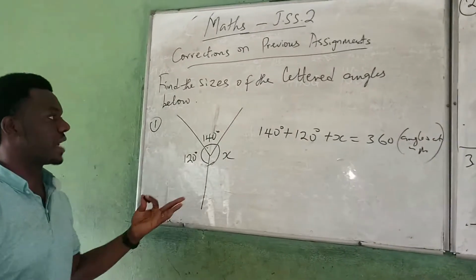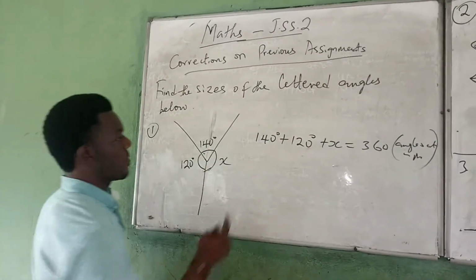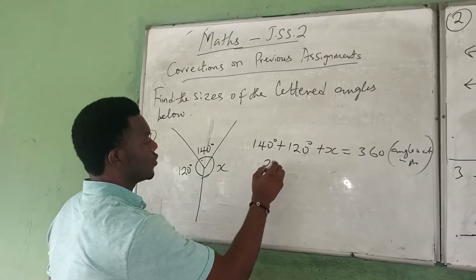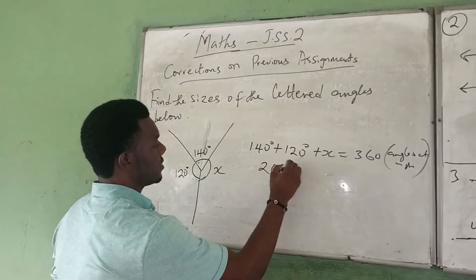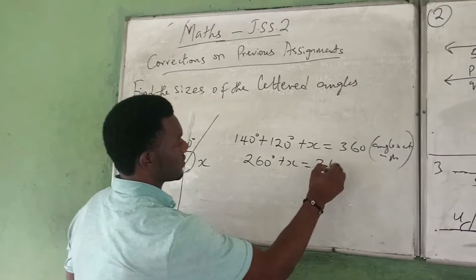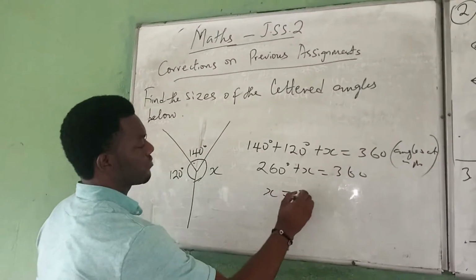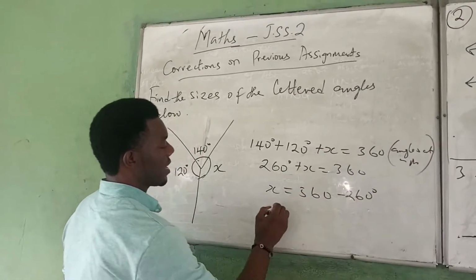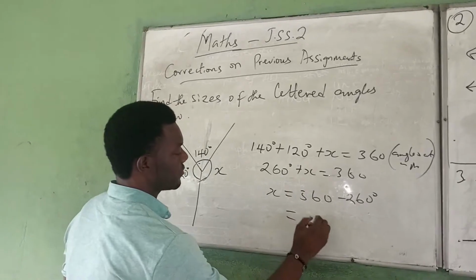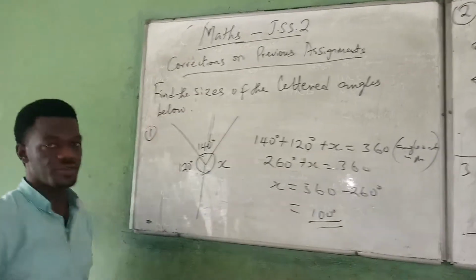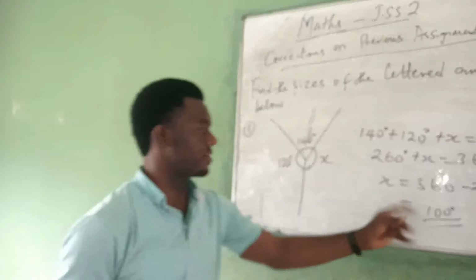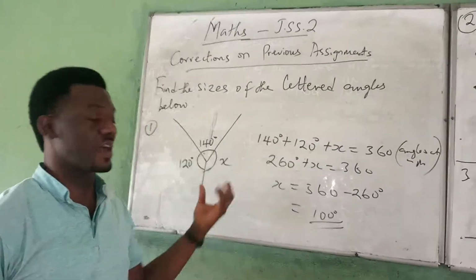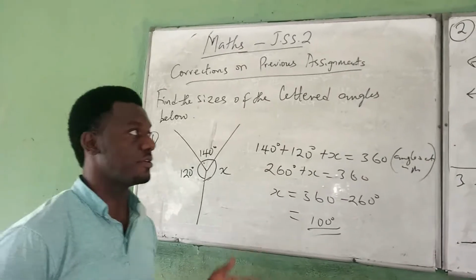So this is the rule. And then we add this up. 140 plus 120, we have 260 degrees plus x equals 360 degrees. Our x now will be 360 minus 260 degrees, and then it will give us 100 degrees. So this 100, that's the value of x. The answer is 100.